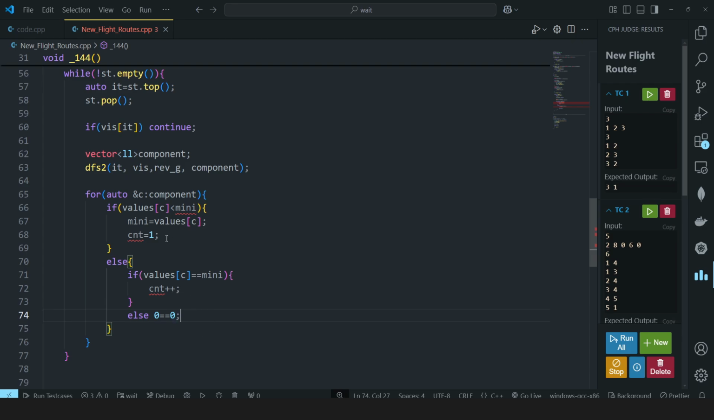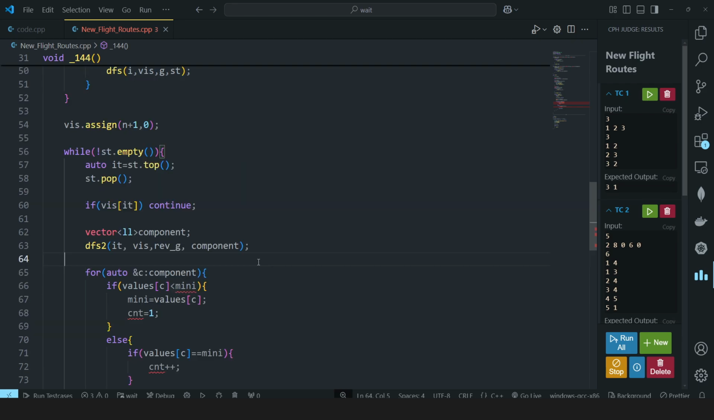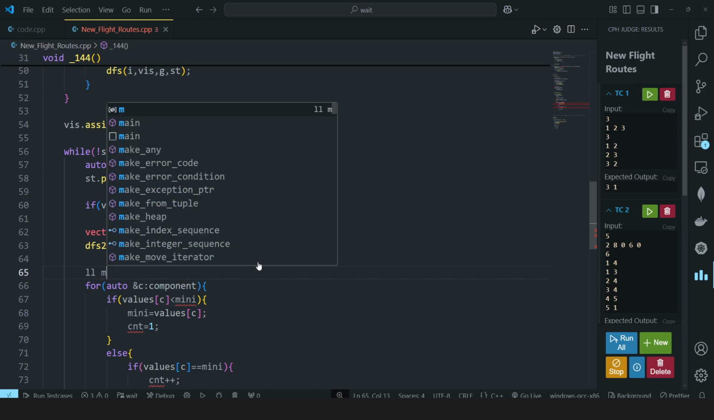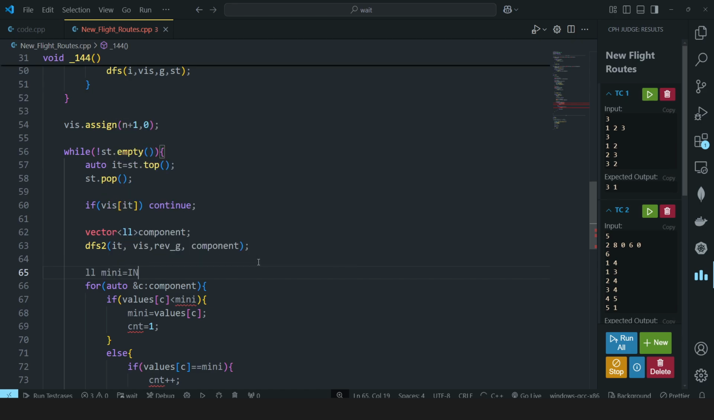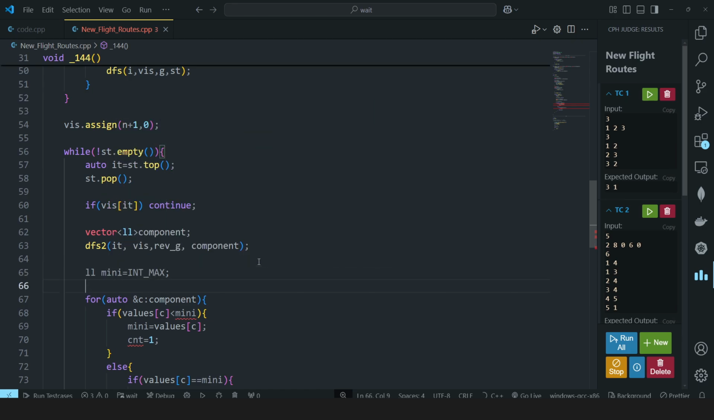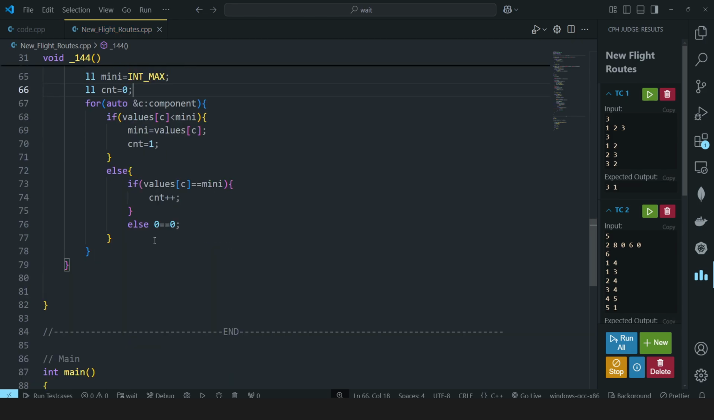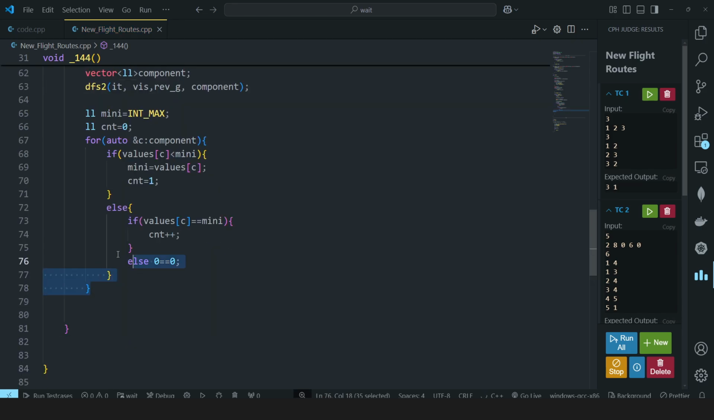Now I think I should also declare this count and mini. I will say that the value of mini initially will be int max, since I have to minimize this, and the count value will be initially 0. And now after doing all this, suppose I have explored the whole component, that is a given cc, and after that I have found the minimum value of it and its count.